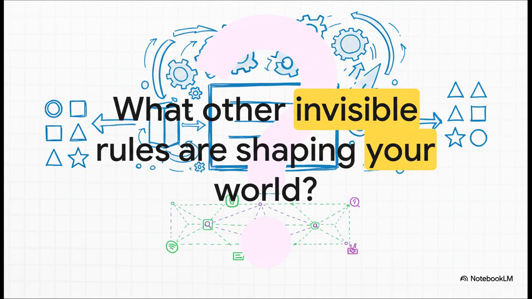So that leaves us with one final thought. If this much intricate logic is happening behind the scenes just to sort a simple list of numbers, what other invisible, incredibly powerful algorithms are quietly organizing the information you see every single day, shaping your entire experience of the digital world?